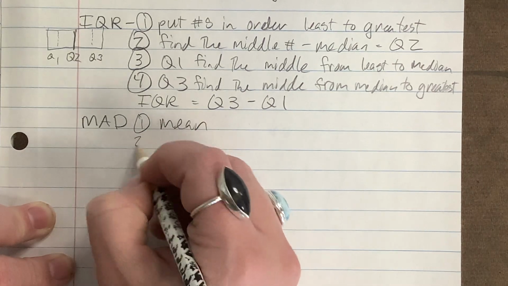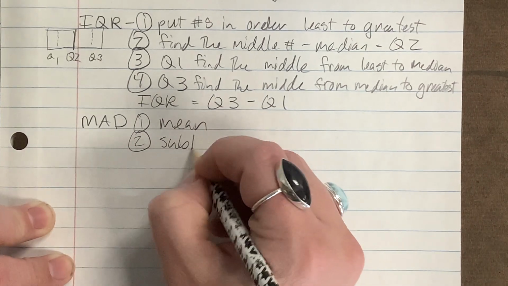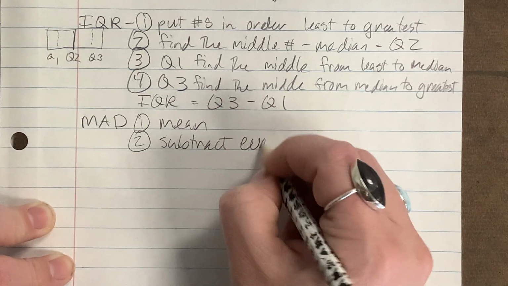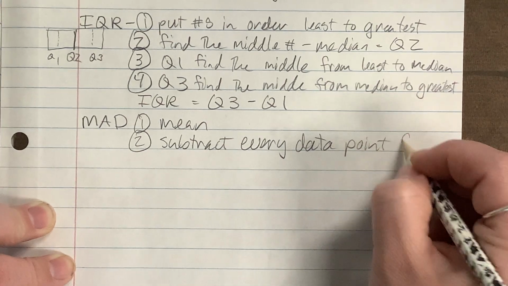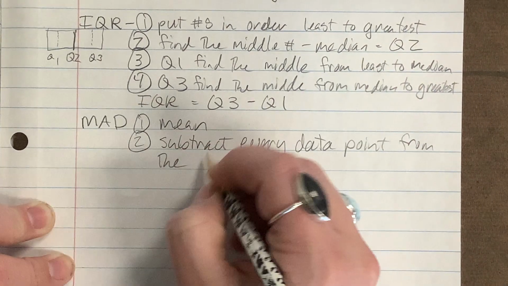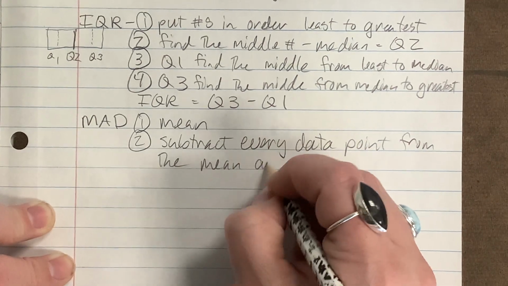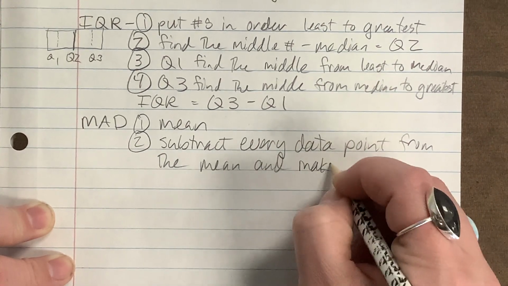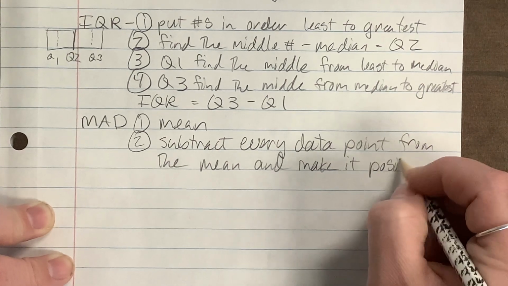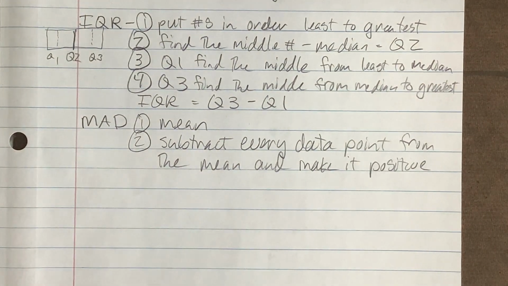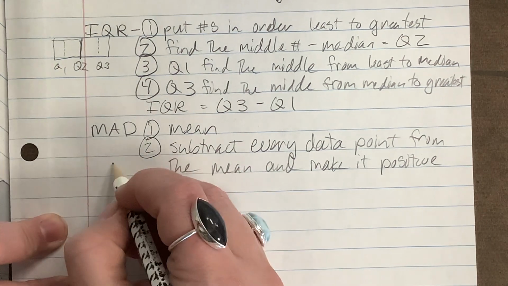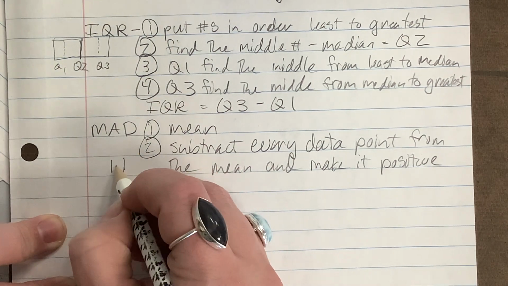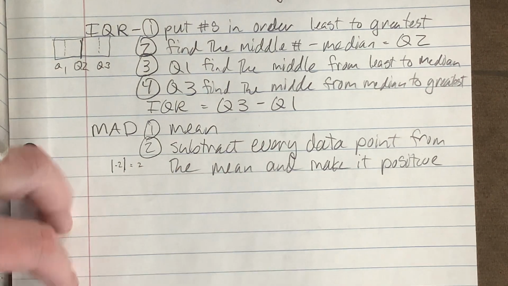Next step is you're going to subtract every data point from the mean and make it positive. In other words, we're taking the absolute value of the difference. That's where the absolute comes in, the mean absolute deviation. Okay, so remember we're going to take the absolute value. That's like that. So it makes -2, +2.